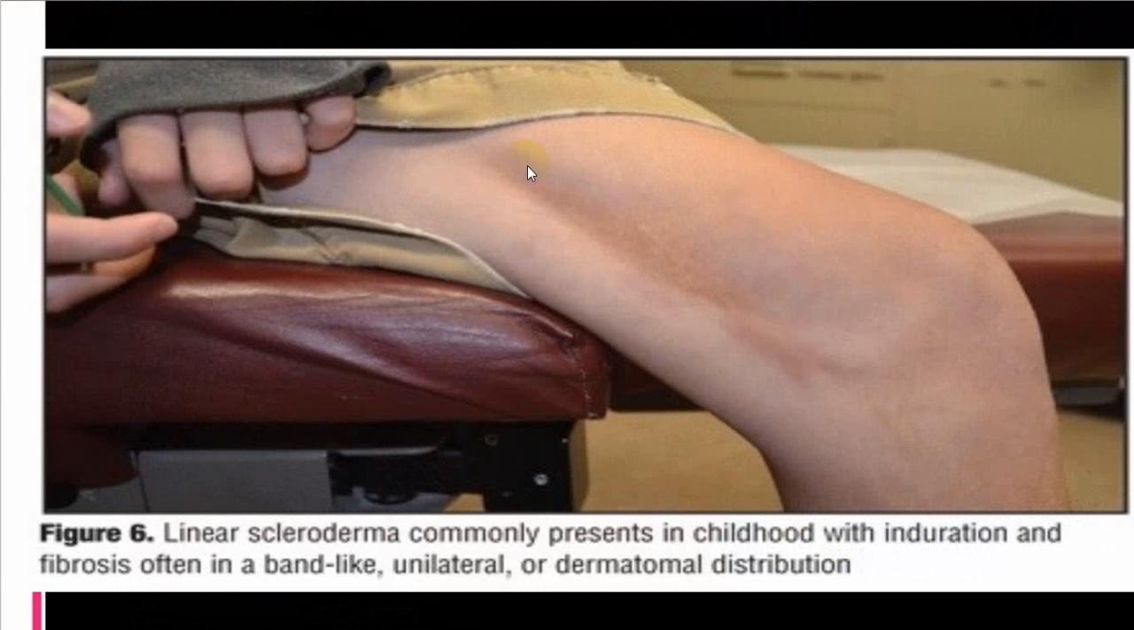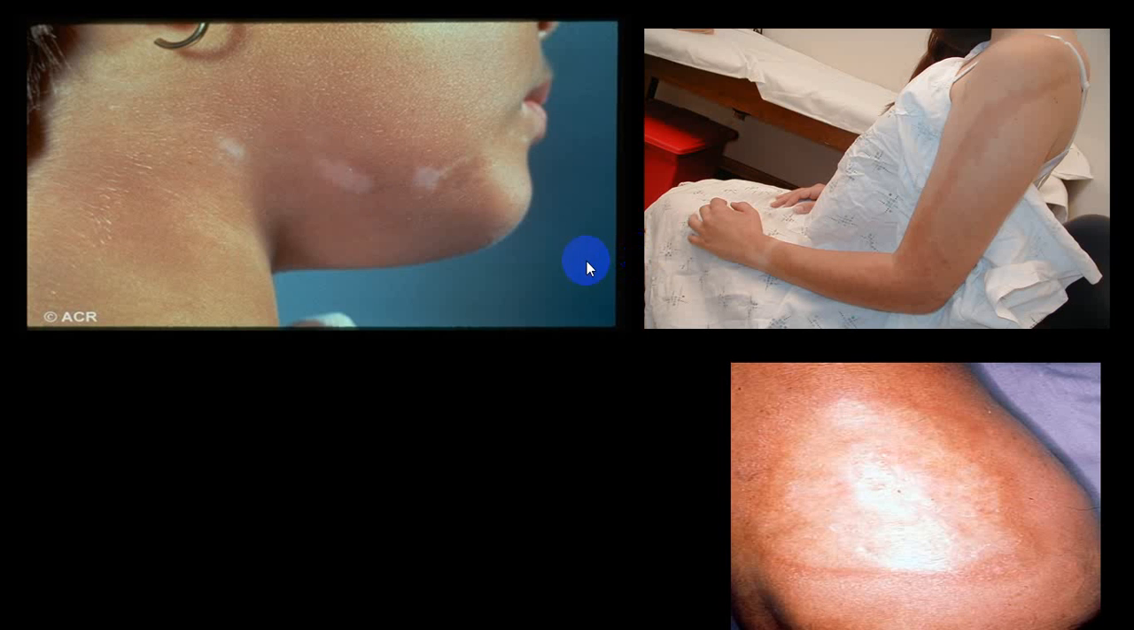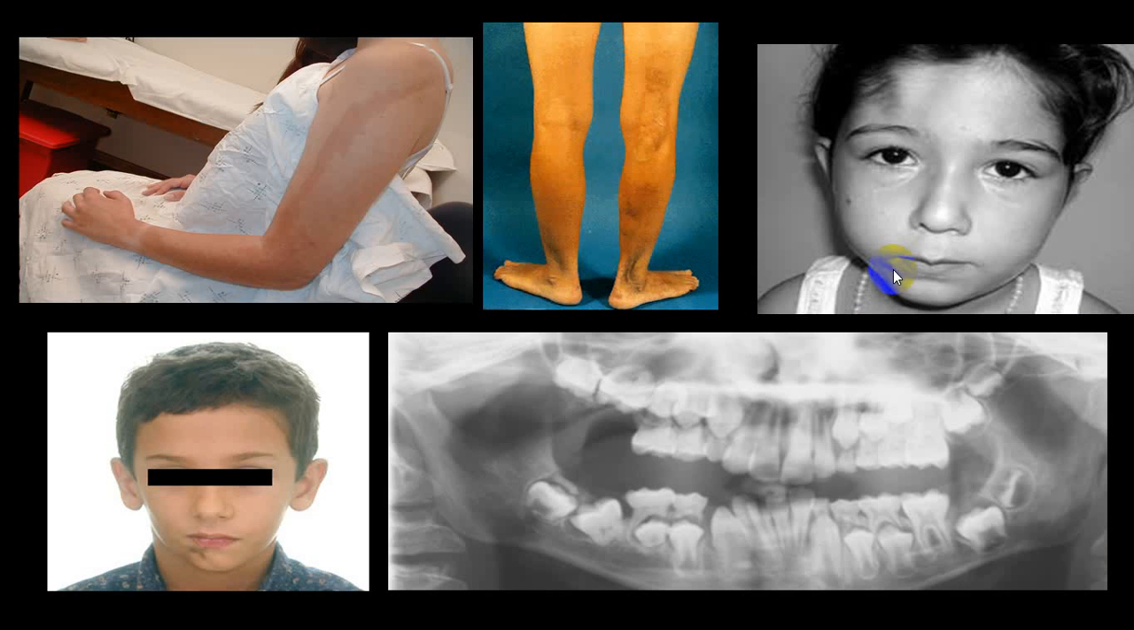Again you can see, typical only in linear. Only this much portion is involved. This is called linear scleroderma. This is, you can see, again a linear variety. This is involvement of the face. Again linear. This is almost half of the face getting involved.